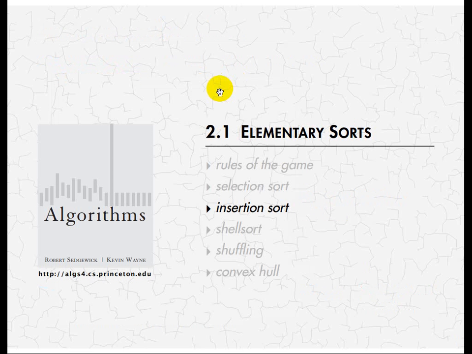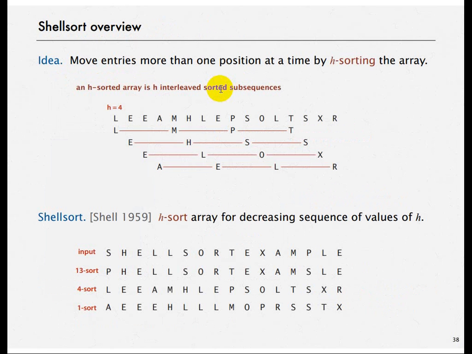We looked at selection sort, we looked at insertion sort, and now let's look at ShellSort. The idea of ShellSort is to move entries more than one position at a time by h-sorting the array. What does an h-sorted array mean? We'll look at this, it's a kind of interesting concept. First you do 13, and we look at these numbers. 13, 4, and 1 are kind of magic numbers, and there's some talk about that at the end.